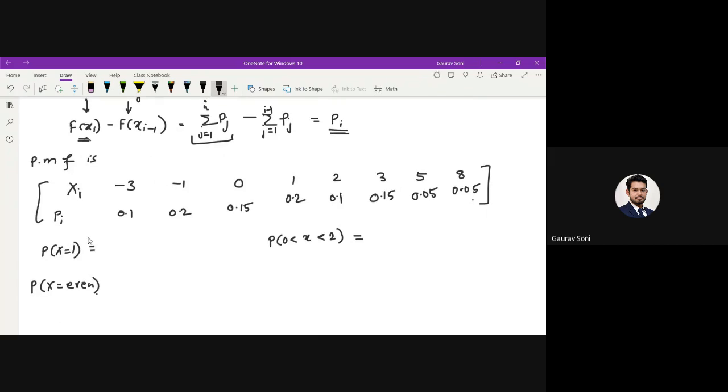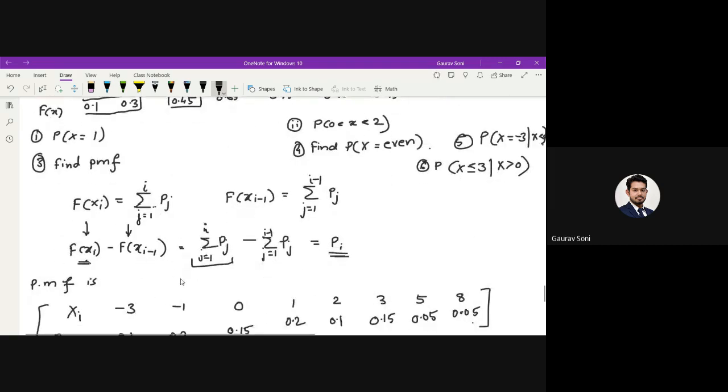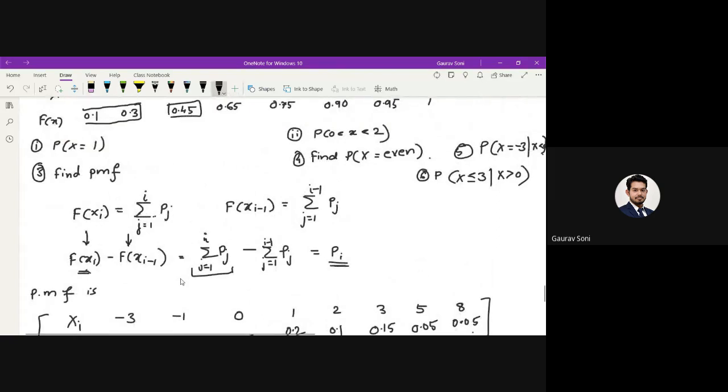So probability of x equal to 1, 0.2, similarly this will be also 0.2. Then x equal to even: probability of x equal to 0 plus probability of x equal to 2 plus probability of x equal to 8, that is 0.3. Then let's get to this fifth one.